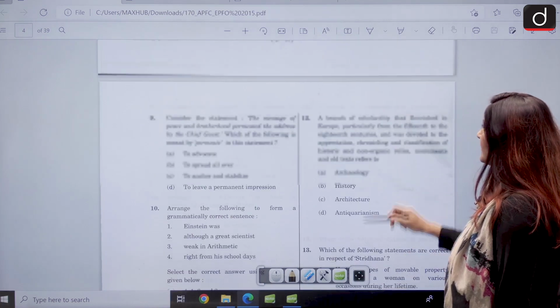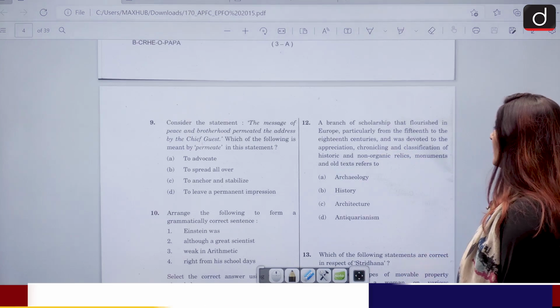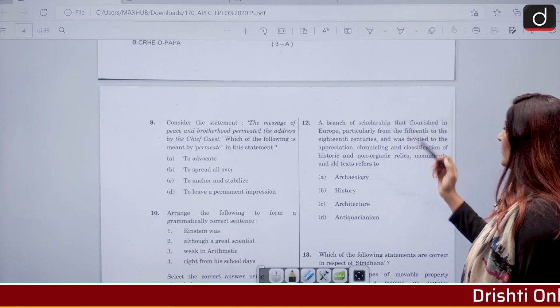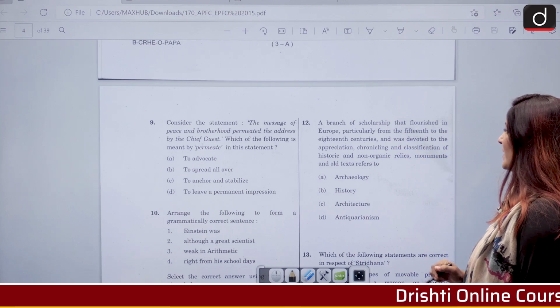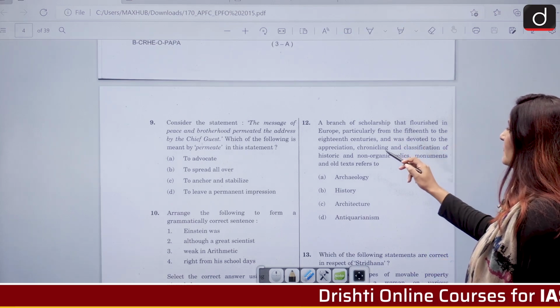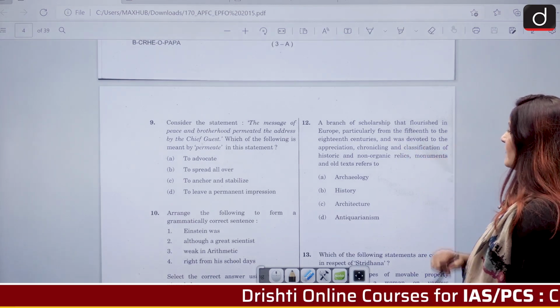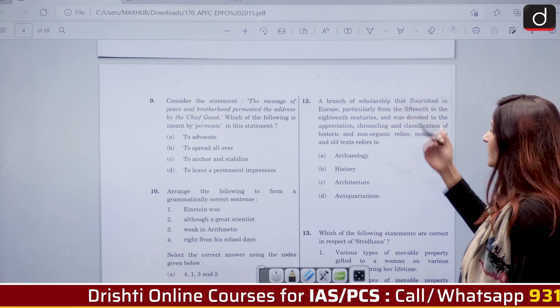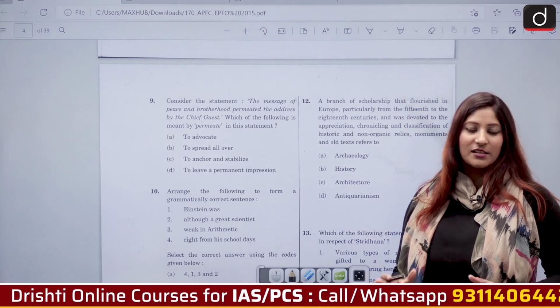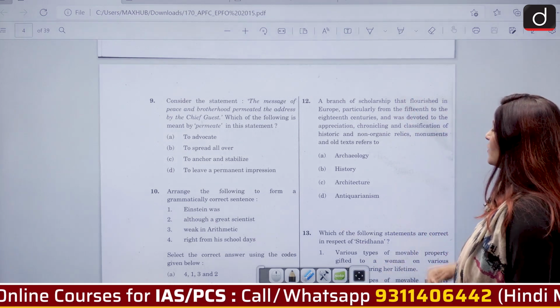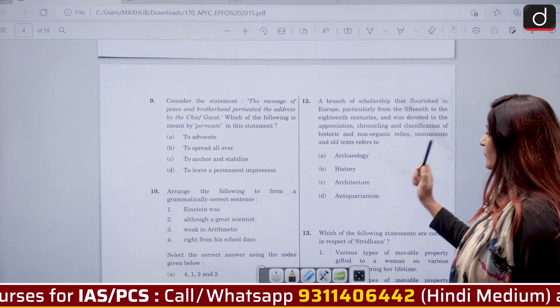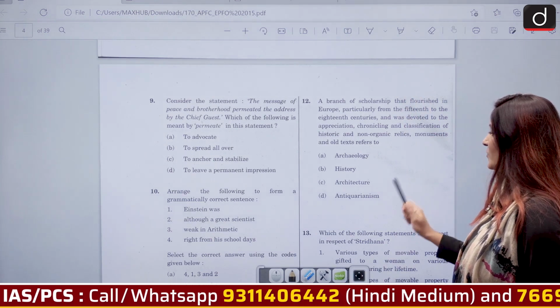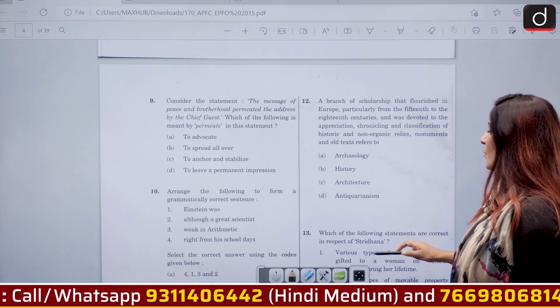Again, another thing, let's see what's here. A branch of scholarship that flourished in Europe, particularly from the 15th to 18th century, and was devoted to appreciation, chronicling, and classification of historic and non-organic relics, monuments, and old texts. What is this referring to? This is the full-fledged sentence. So you have to tell in the paper, you have to mark the correct answer: archaeology, history, architecture, or antiquarianism.